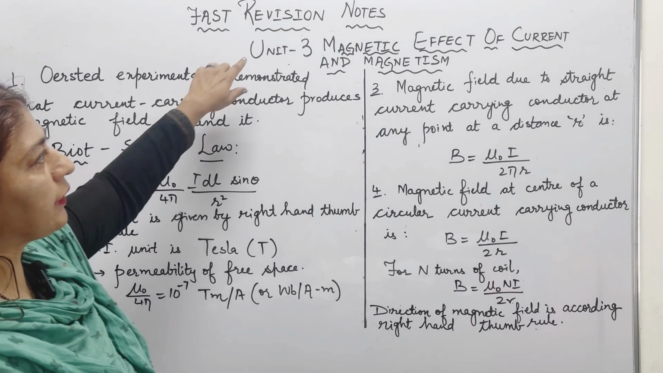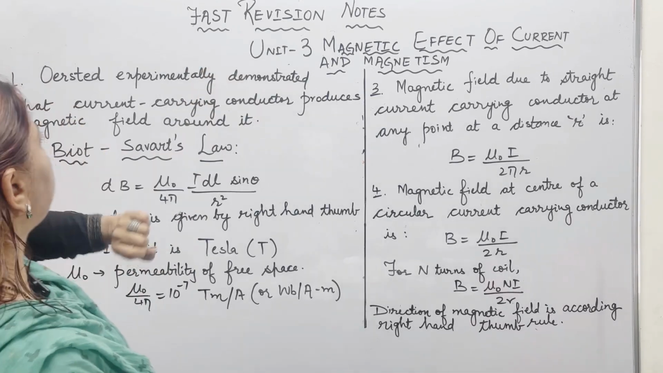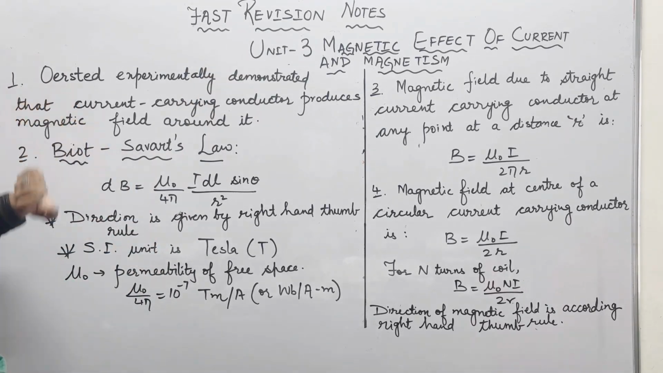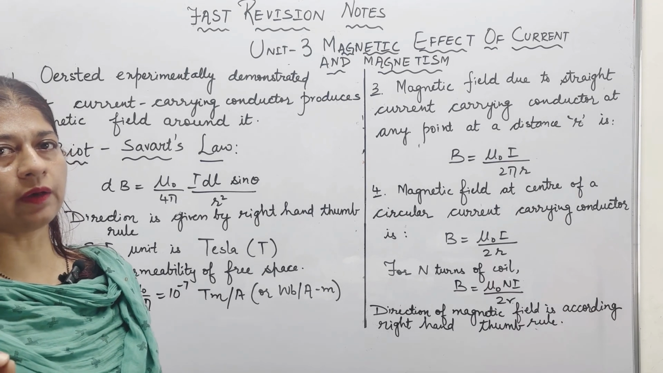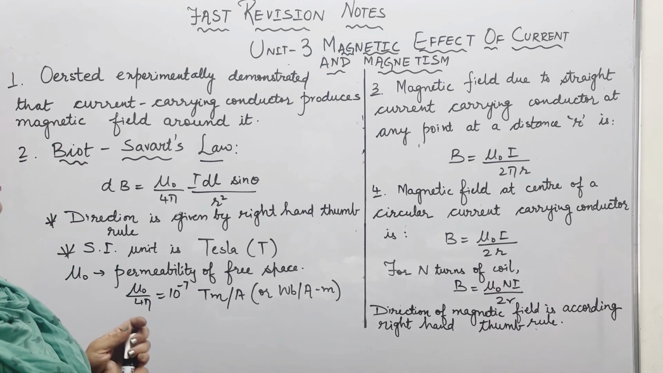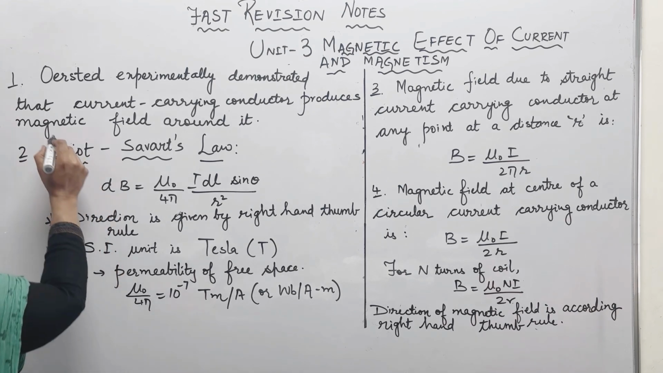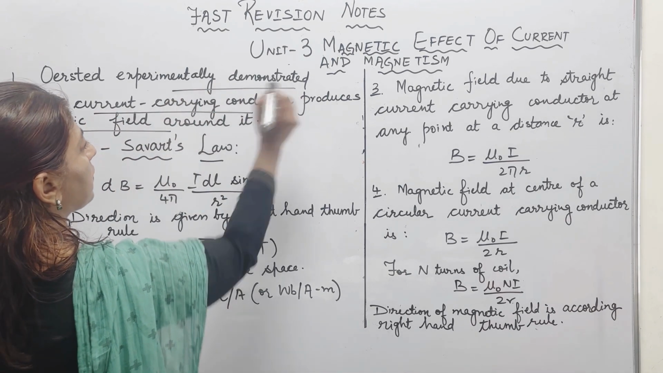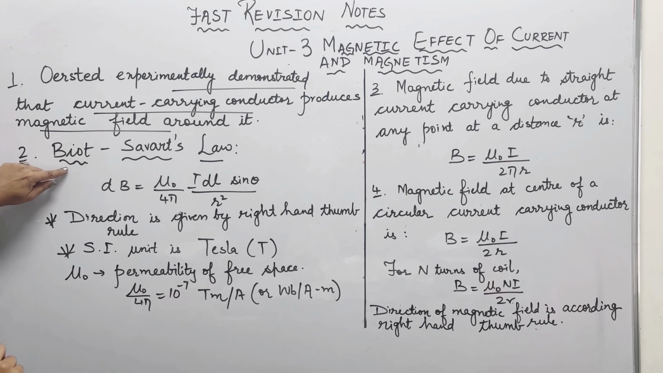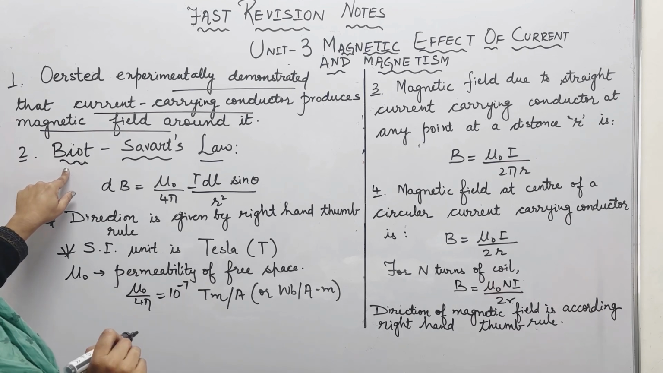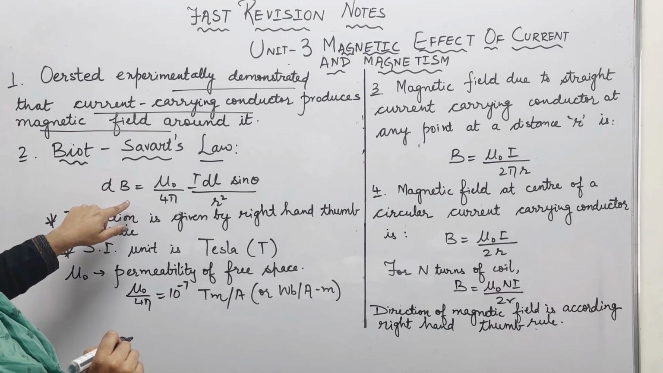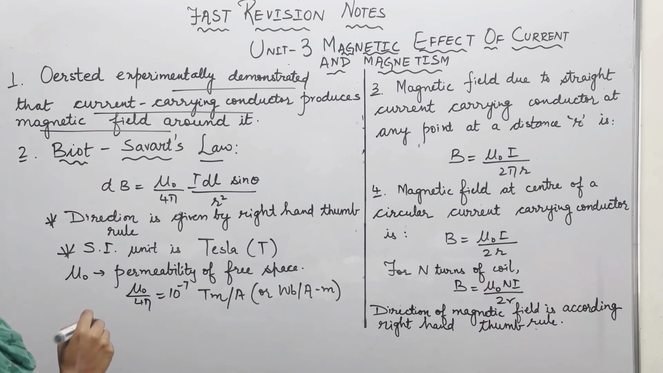Unit number 3, magnetic effect of current in magnetism. Oersted experimentally demonstrated that whenever a current is passing through any conductor, there will be a magnetic field around it. This is Biot-Savart's law. It gives the magnitude of the magnetic field and its direction.